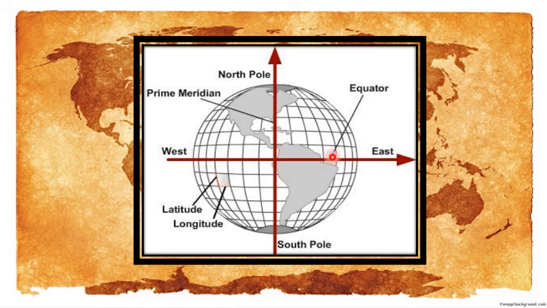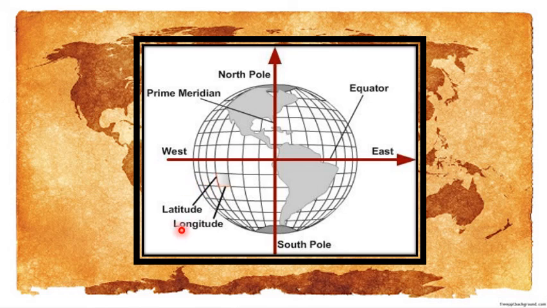Now, the 0 degree latitude is the equator because it is the midway line, and the 0 degree for longitude is the prime meridian. Okay, what does the prime meridian show? It shows the starting point for measuring the lines of longitude, and it is at 0 degree longitude.